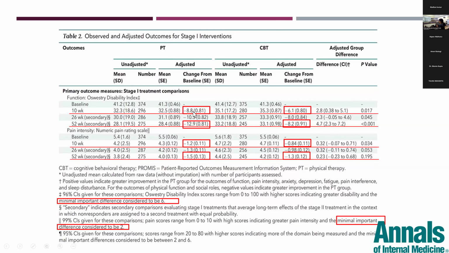So here they say that there is an 8.8 decrease in this disability score after 10 weeks of PT, and a 6.1 point decrease in ODI after 10 weeks of CBT. Just for reference, ODI ranges from 0 to 100, with 100 being the most disabled. So this is actually probably a very small decrease. Okay. The difference was significant. Yeah, the p-value was significant.